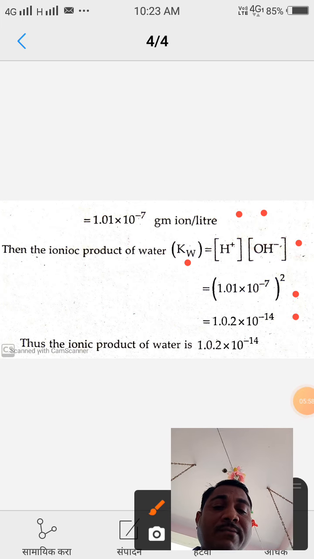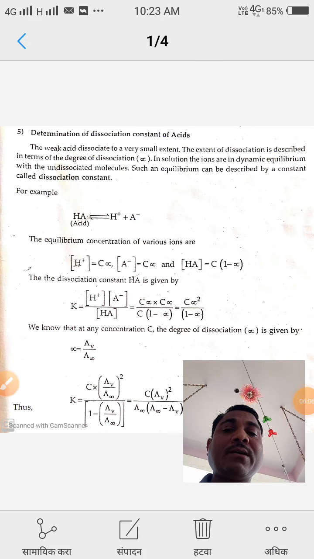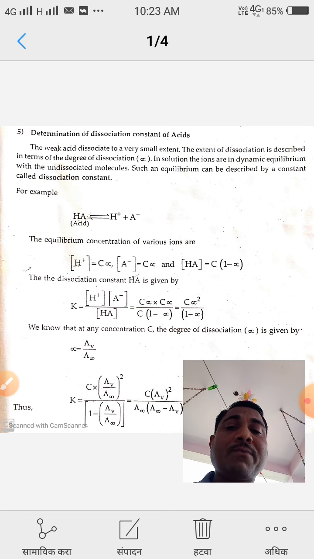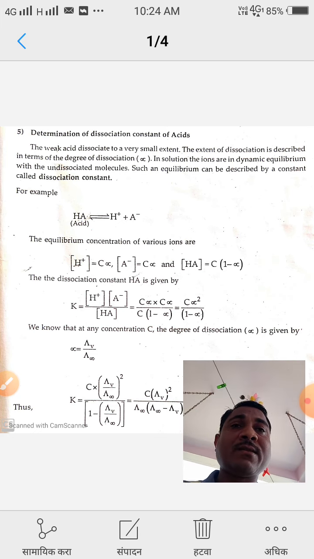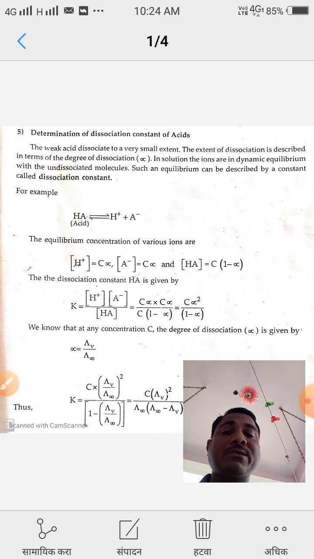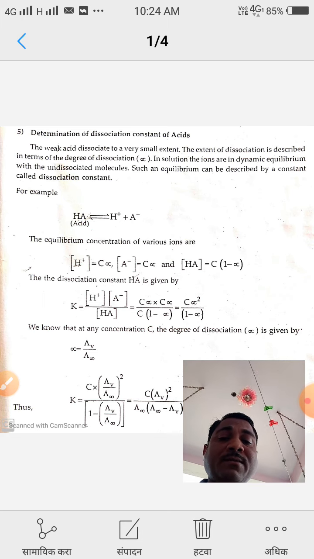Again, we explain another new application of Kohlrausch's law, and this fifth application of the law is the determination of the dissociation constant of an acid. In the previous application we explained the ionic product of water, and in the fifth application of Kohlrausch's law we describe the determination of the dissociation constant of an acid.